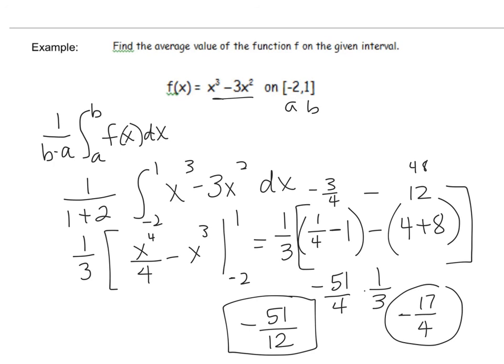Okay, pretty simple. So I hope you took good notes about the fundamental theorem. We're going to do some more definite integrals to practice when we get back to class. And then stay tuned. The next video will be on part 2.